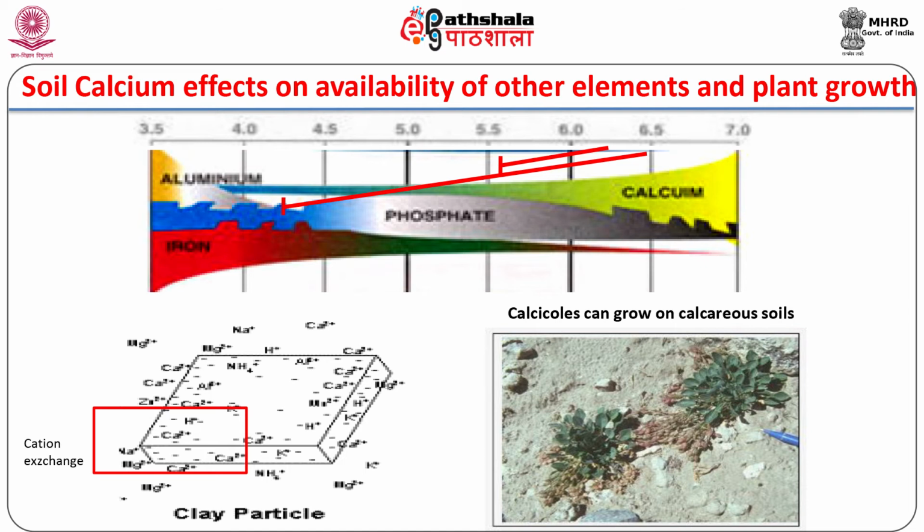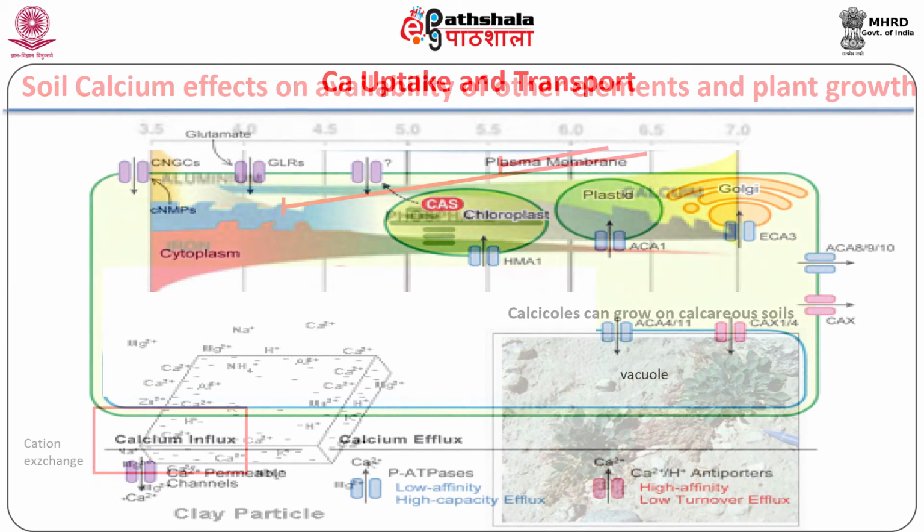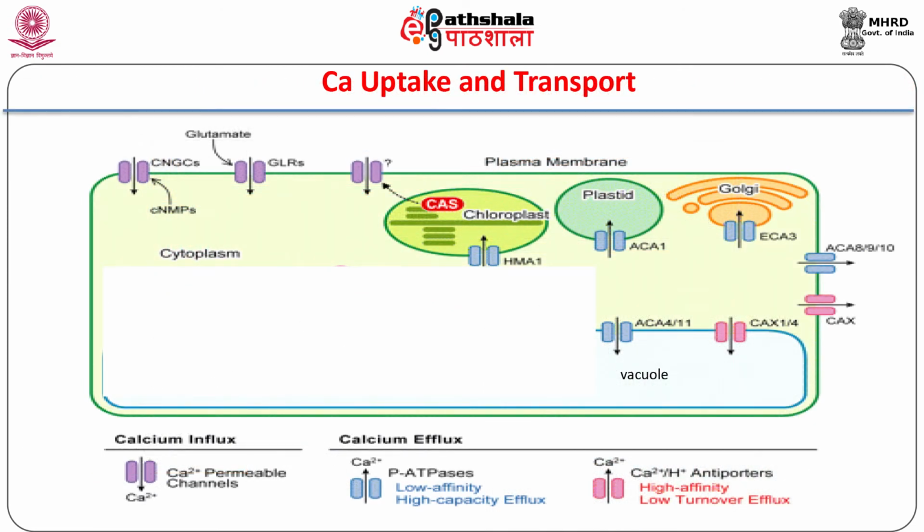Calcium mainly enters roots through the apoplast. Influx of calcium into cells occurs through calcium channels. Cytosolic calcium is maintained at submicromolar concentrations. Opening of calcium channels leads to a rapid increase in calcium levels, which plays an important role in signaling.